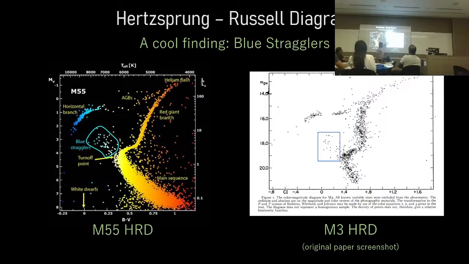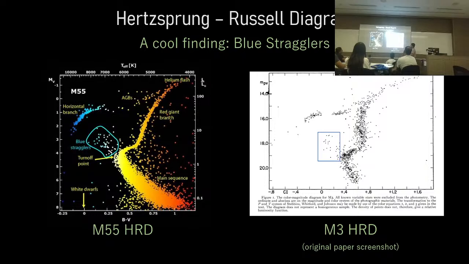When he plotted the diagram, he realized that there are these stars that are still following the main sequence line, but they are after this turn-off point, which was not observed ever. So he called them blue stragglers because they are closer to the blue side of the HR diagram and they are left behind. Till this date, we do not have a general consensus on why blue stragglers exist.